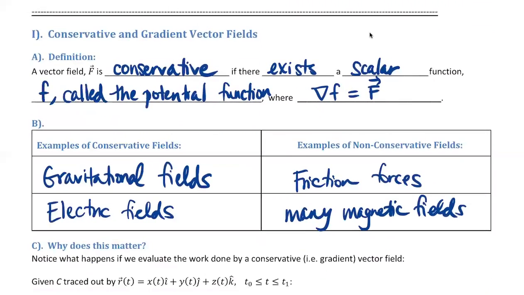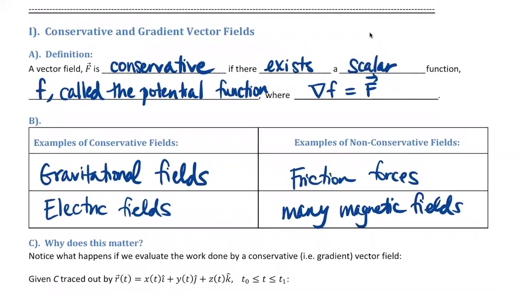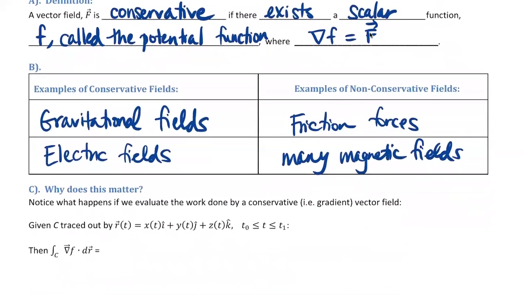So why does this matter? Let's notice what happens when we evaluate the work done by a conservative vector field. Just like we started at the warm-up, we know how to calculate the work done by a general vector field. In this case, we normally write it as F dot dr. But because we're saying it's a conservative field, I can replace F, this vector field here, with the gradient of little f, which is going to be some function. Okay, so these are equivalent notations.